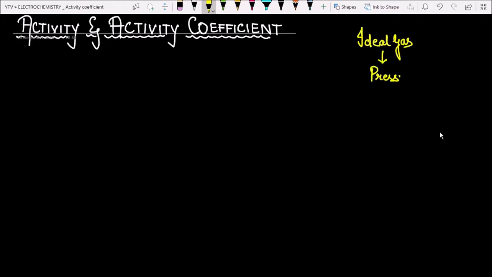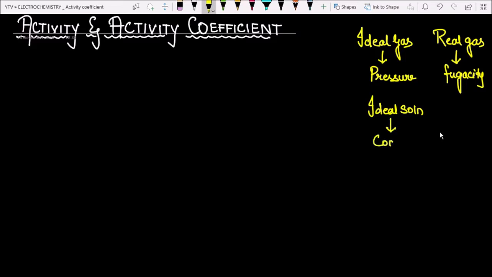Real gases are going to deviate from ideal behavior. So in case of a real gas, the pressure term is replaced by the term called fugacity. Similar to this, we have two kinds of solutions. One is called the ideal solution, which obeys Raoult's law basically. So if an ideal solution is there, we use the term concentration.